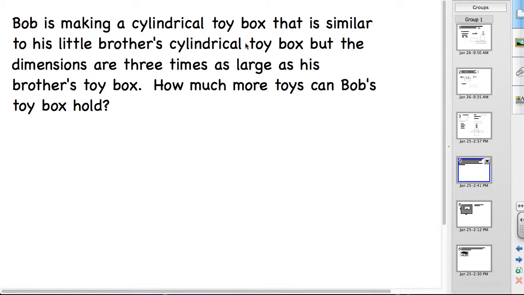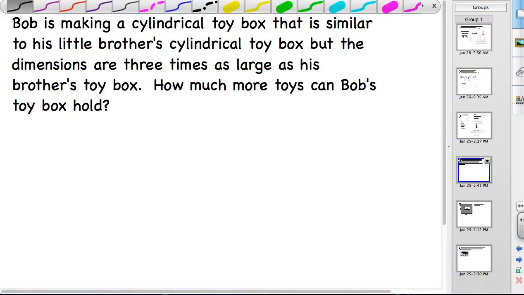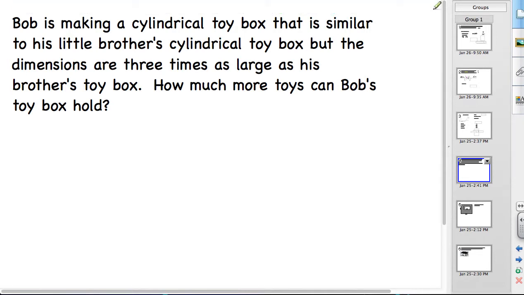Bob is making a cylindrical toy box that is similar to his little brother's cylindrical toy box, but the dimensions are 3 times as large as his brother's toy box. How much more toys can Bob's toy box hold? See, when we look at problems like this, we have to identify some of the key words that tell us what we're dealing with. This is how much it can hold, how much goes in it, which tells us that we're dealing with volume.